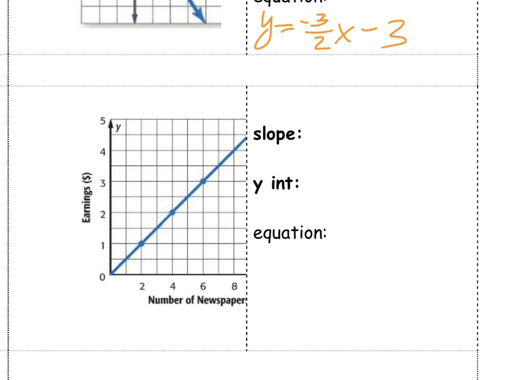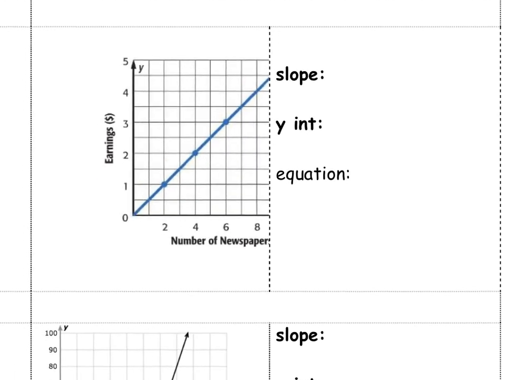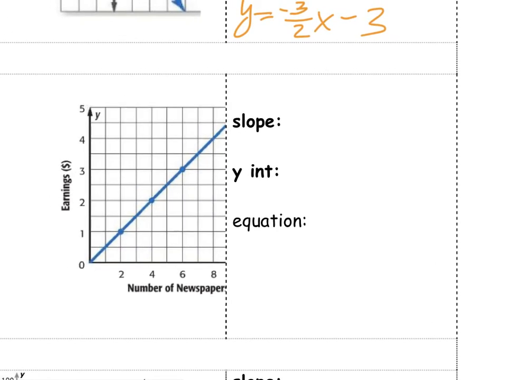Now, with the next one, I noticed that there's a couple different points. So this one is talking about earnings and number of newspapers. So first I'm going to think about my slope. I'm going to check out the rise over run. See if you can figure out the slope.